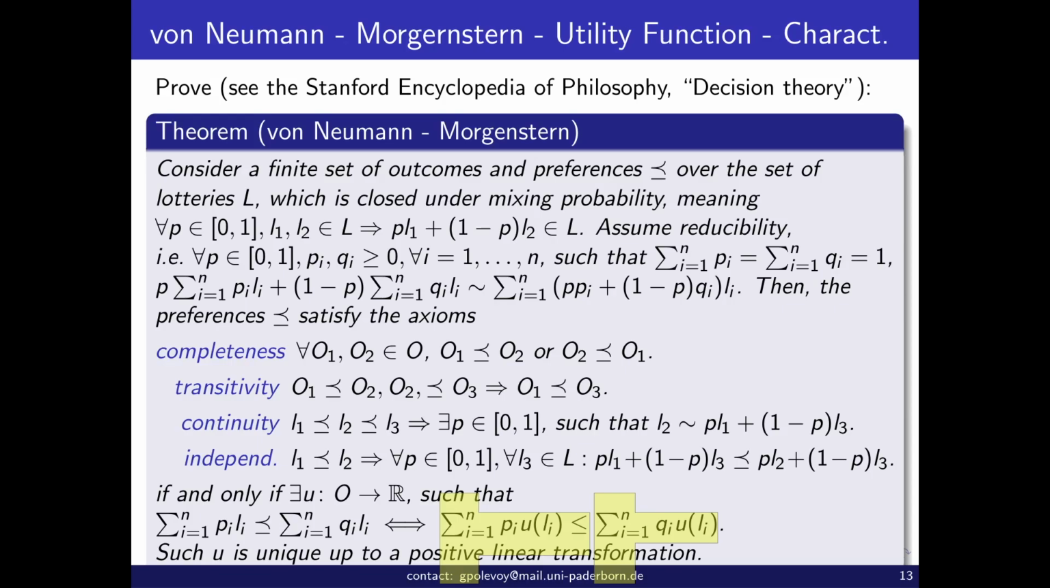Okay, so completeness. Now, what are the axioms? Let's just go over that. So it's completeness. Every two outcomes are either such that one is preferred to the other one or the other way around. The preference relation is complete.